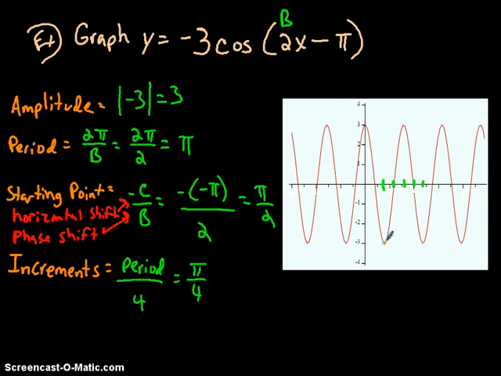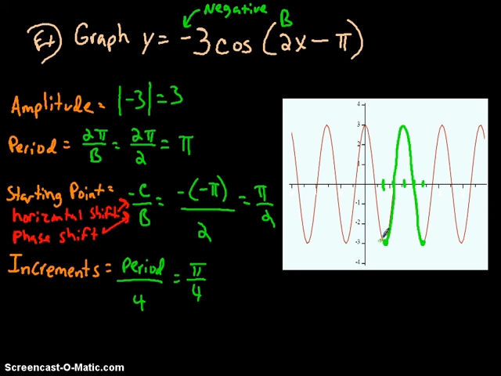If you remember, because the amplitude is 3, it should go up 3 and down 3. But since that's a negative, instead of starting off at 3, it's been flipped. It'll start down here at negative 3, and then it will go up and back down again. That'll be one period of that curve, and that's what it looks like.